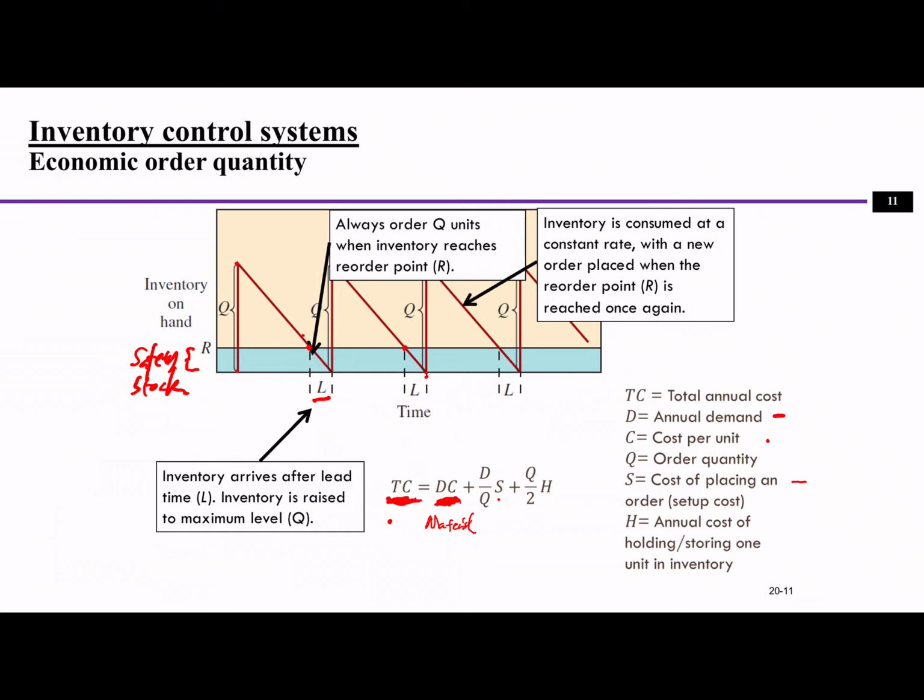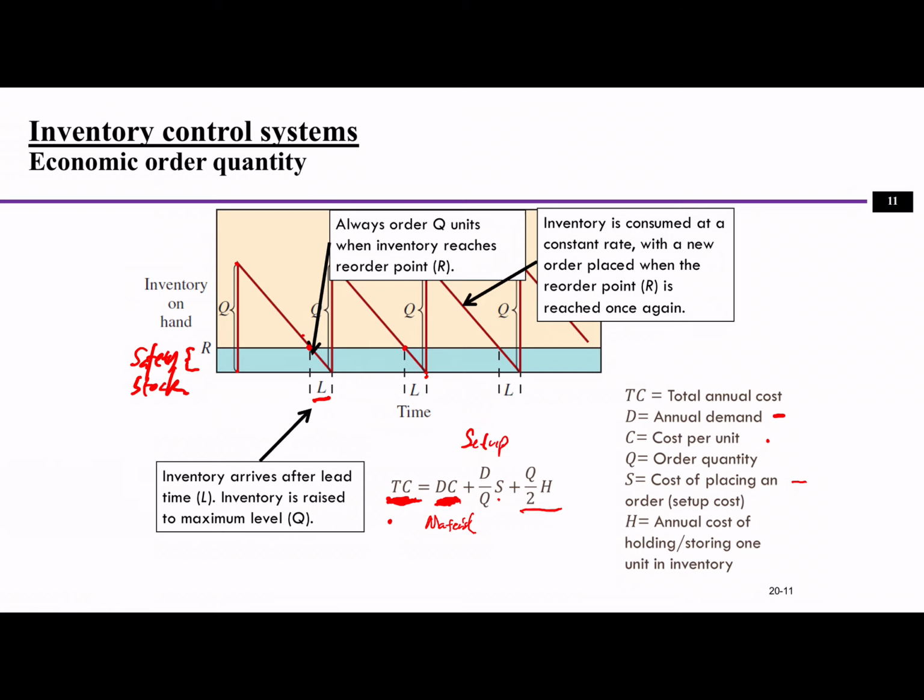So we know the total demand of the whole year, and we divide it by how much inventory we order each time, the quantity we order. Then we can know how many times we actually place our order. So D divided by Q is how many times we place orders during the whole year. All right, so this is the setup cost.